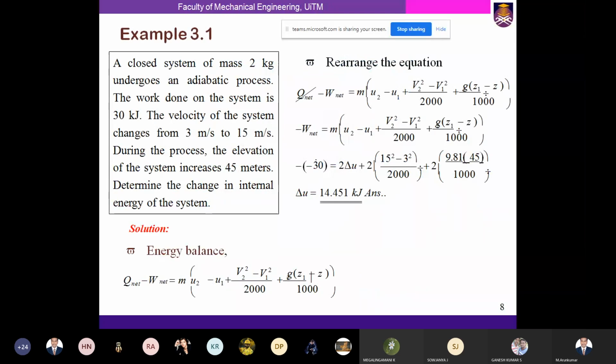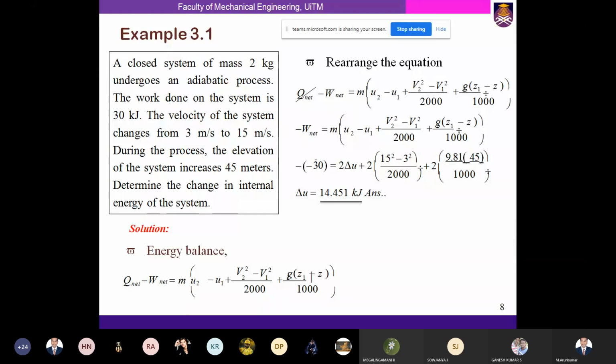Just try to solve this problem. So this will be based on the energy equations. Just read the question two times. A closed system of mass 2 kg undergoes an adiabatic process. The work done on the system is 30 kilojoules. The velocity of the system changes from 3 meters per second to 15 meters per second. During the process, the elevation of the system increases by 45 meters. Determine the change in internal energy.